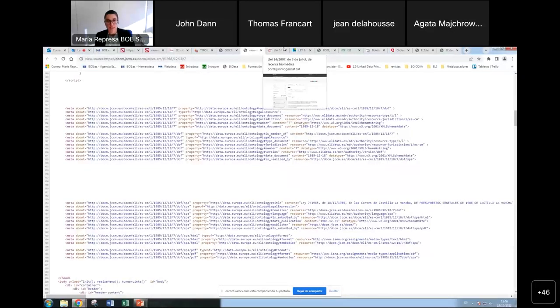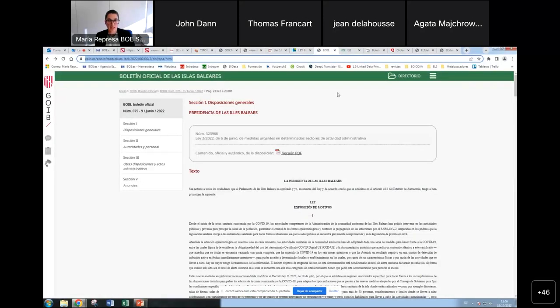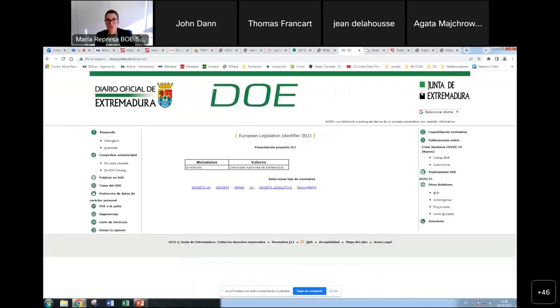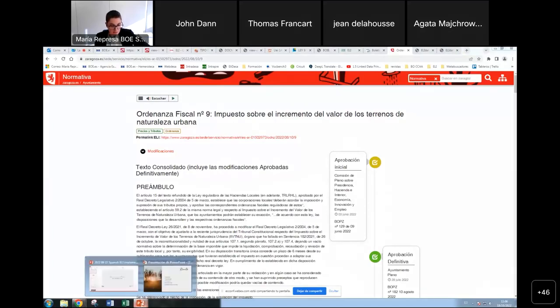But I don't want to forget Catalonia, Basque Country, Balearic Islands, Extremadura, and so on. And I would like to make a special reference to the local implementation that was launched last month by Zaragoza, a city quite focused on open data. We hope the city of Madrid will implement ELI 2 by the end of this year, and that the example of these two big cities can make more councils join the project.